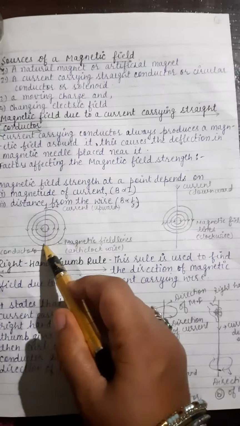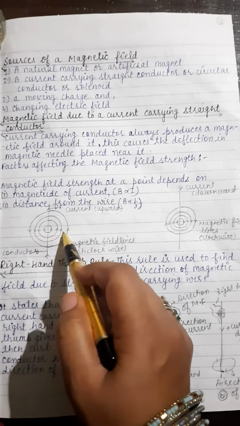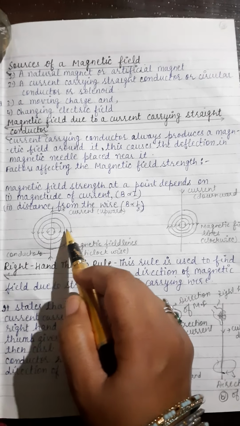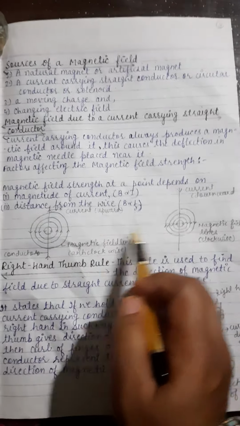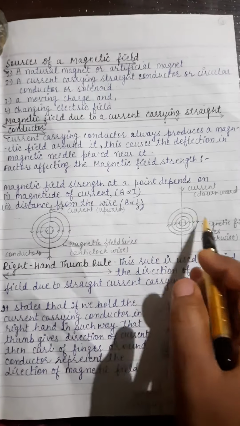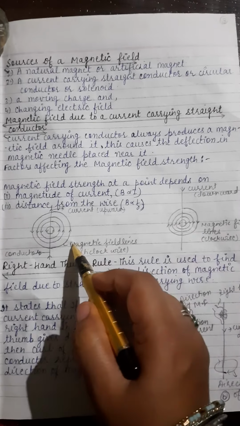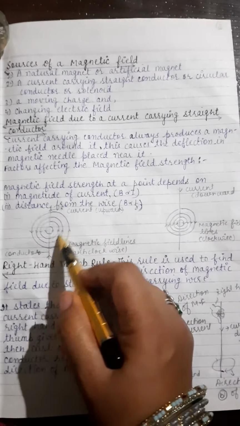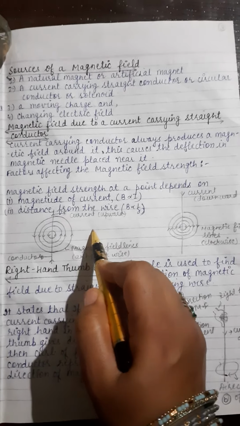Now we have to see the magnetic field, and you can see over here that the magnetic field around the straight conductor is in the form of concentric circular loops. This is the magnetic field, and here also, but the direction of the magnetic field changes. Here the direction is anti-clockwise and here the direction is clockwise. Why anti-clockwise and clockwise? We will discuss it later. Let's see on what factors the magnetic field around a straight conductor depends.